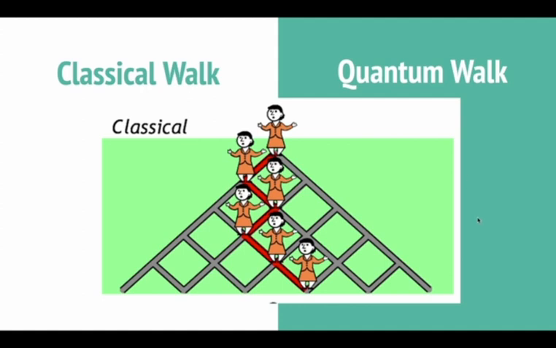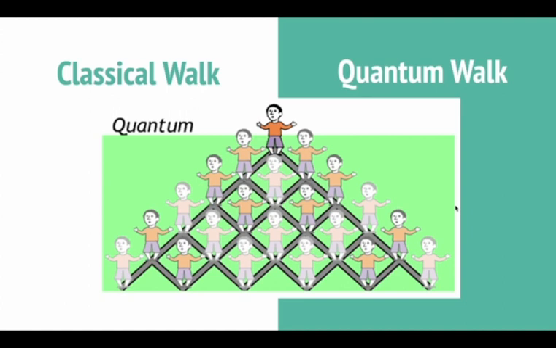However, it will be very different if it's a quantum walk. In a quantum walk, you will exist in multiple states at the same time and move to all adjacent spots at the same time as well. Now, let's scale this up to a complex network.